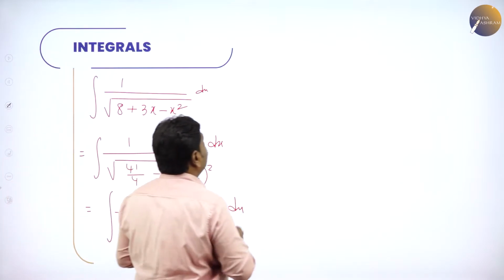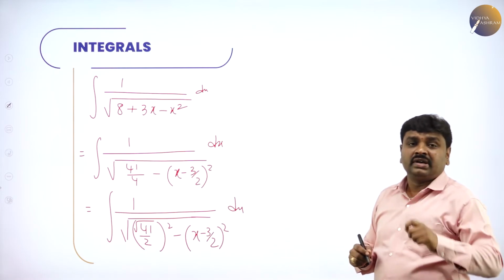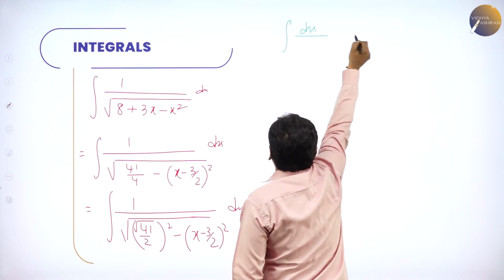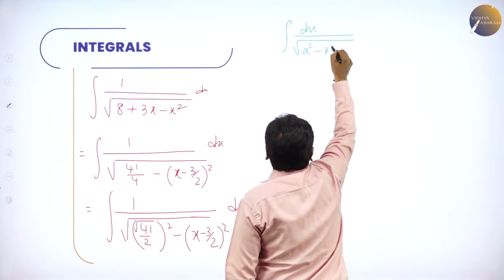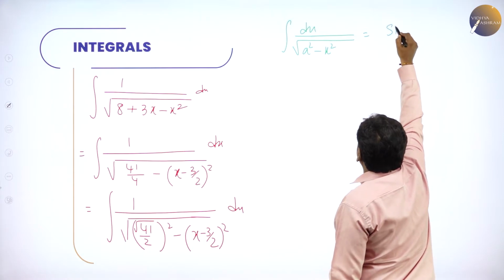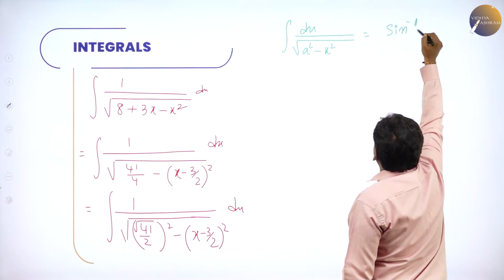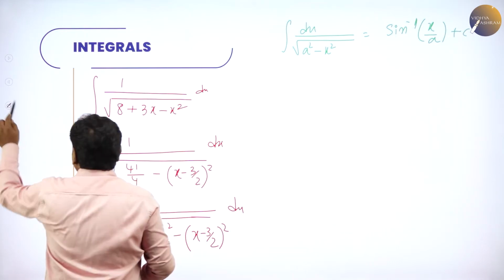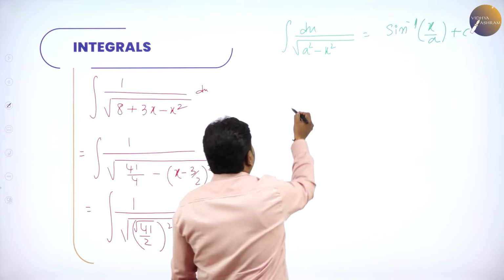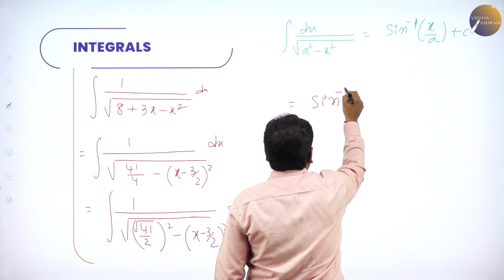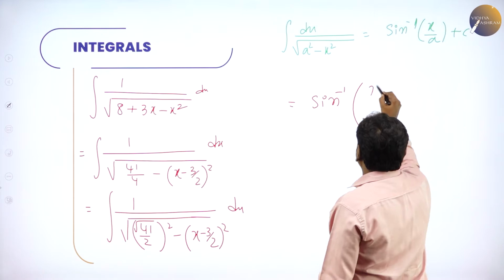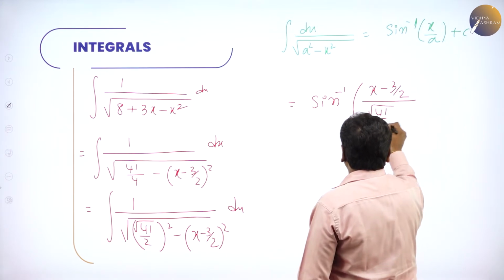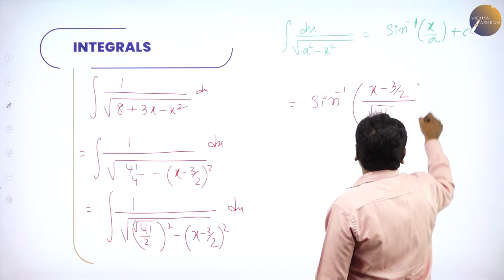So that's why I asked you people to remember the standard or specific integrals. So integration of dx by root of a square minus x square. What is integration of dx by root of a square minus x square? Sin inverse x by a plus c. So now this is sin inverse x by a. So answer is sin inverse x by a. In the place of x we have x minus 3 by 2, x minus 3 by 2 by a. In the place of a I have root 41 by 2 plus c.